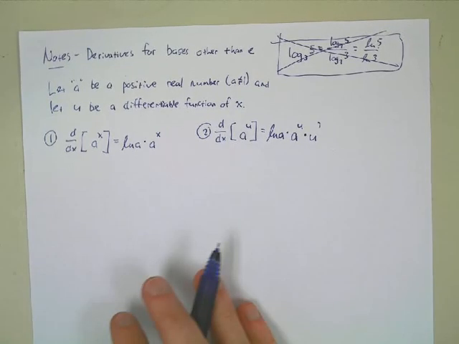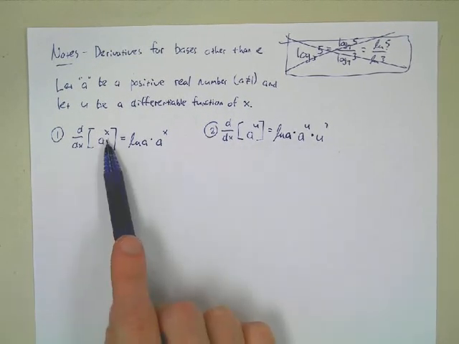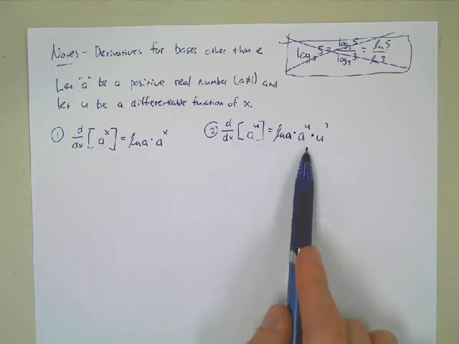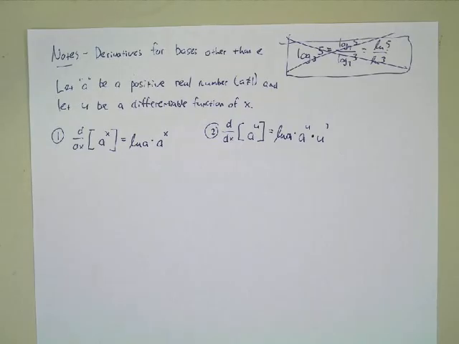Yeah, exactly. So even if you want to just remember this one, remember if it's x, it's natural log of a times a to the u times the derivative of x, which is then just 1, so it's with respect to x. So there it is. Okay. Moving on.